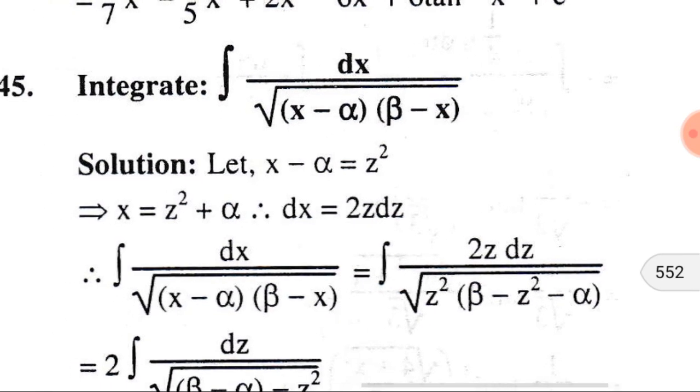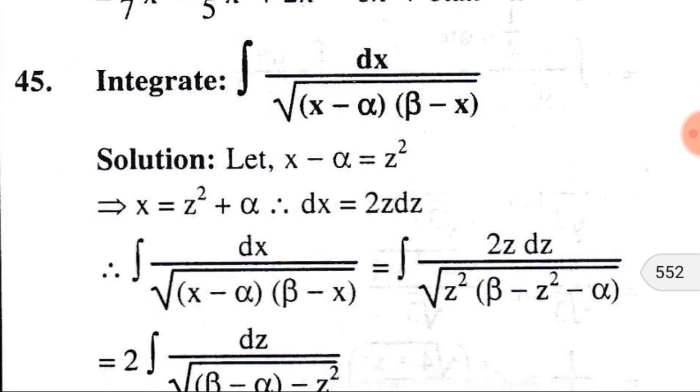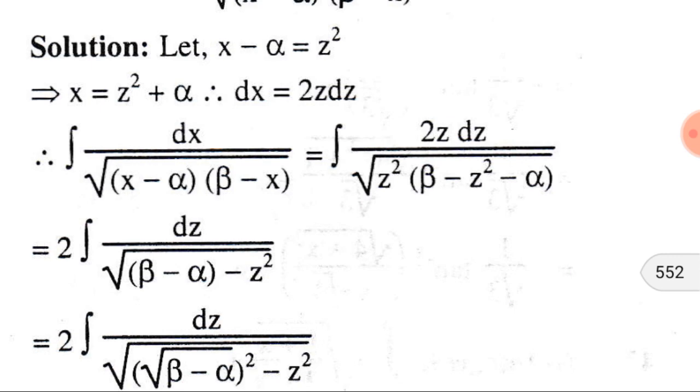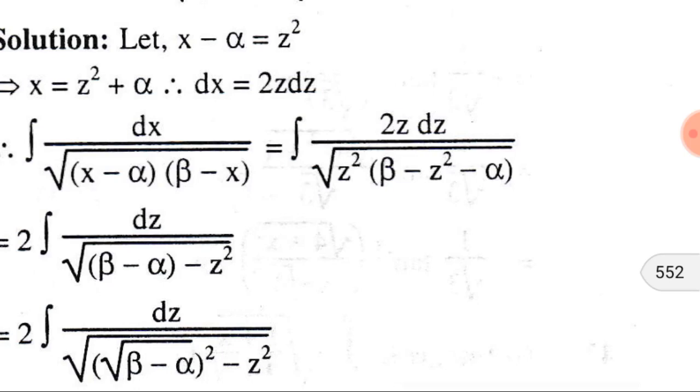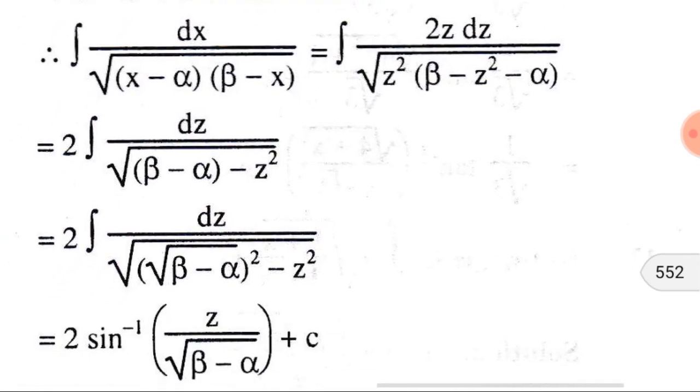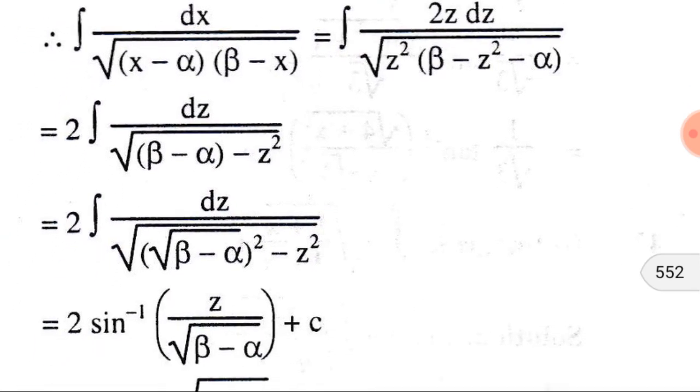It's the most important integration. The two factors, x minus alpha and beta minus x, are in the square root. So we consider x minus alpha equals z square, then x equals z square plus alpha. From here we can write dx is equal to 2z dz. Now replacing those in the given expression, we get integration 2z dz whole divided by square root of z square times beta minus z square minus alpha. Then it becomes square root of beta minus alpha minus z square.